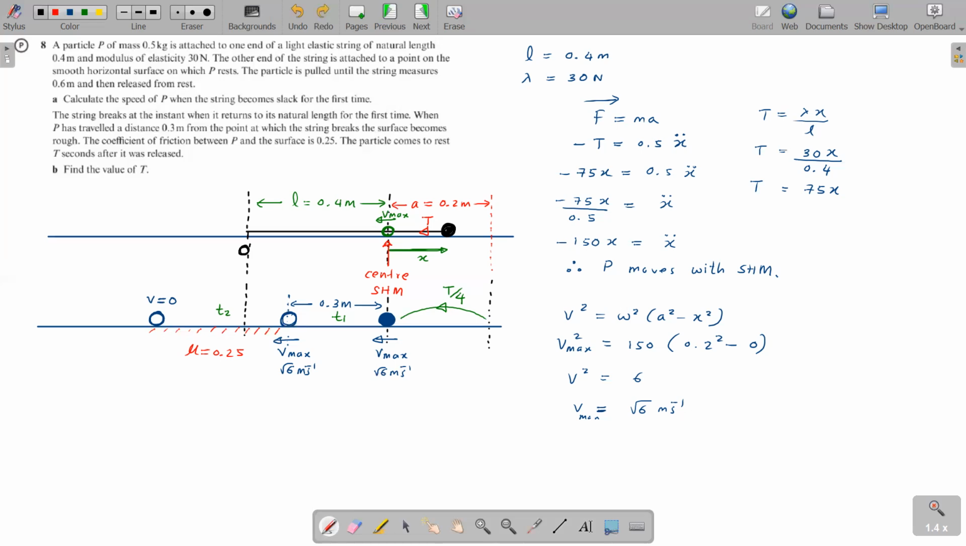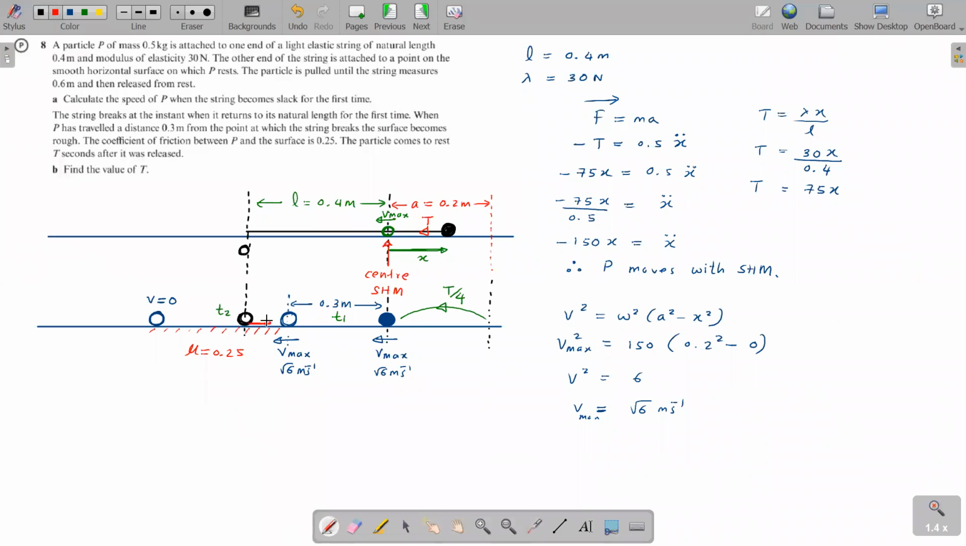What am I trying to do now? What am I trying to find here? I'm trying to find the deceleration. Because you need to realize that from here to here, when the floor is rough, there is a deceleration. You have to apply F equals ma from here to here and find that deceleration. Are you with me?